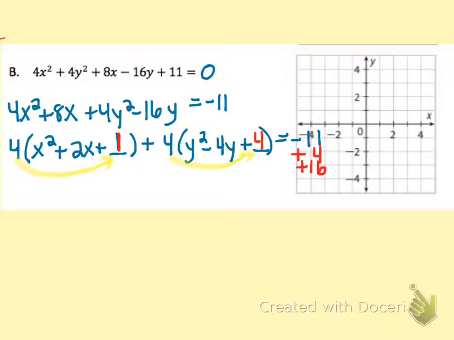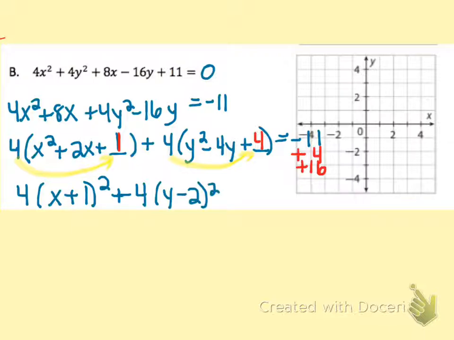And I'm going to clean that all up. So I'm going to write these in square binomial form. So that's 4 times x plus 1 squared, right? Plus 4 times y minus 2 squared equals, and then when I add all these constant terms together, I have positive 9.